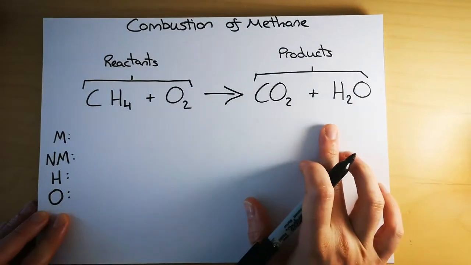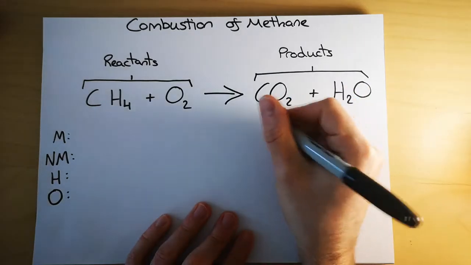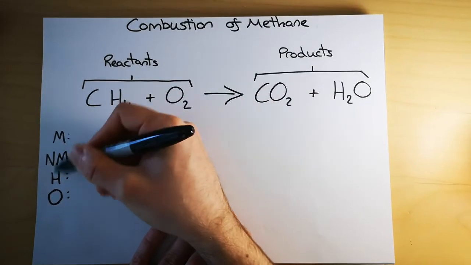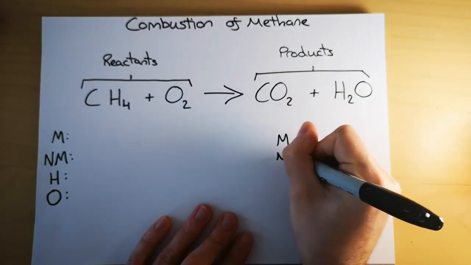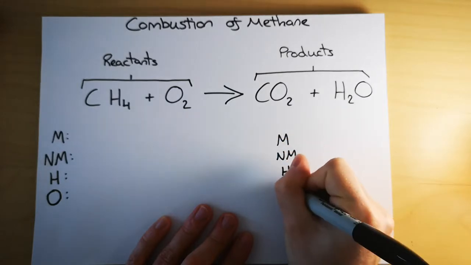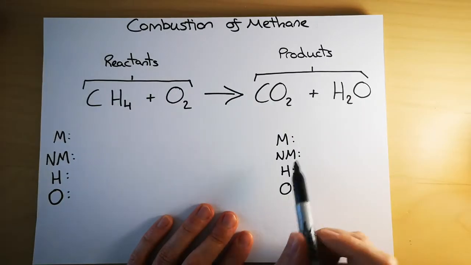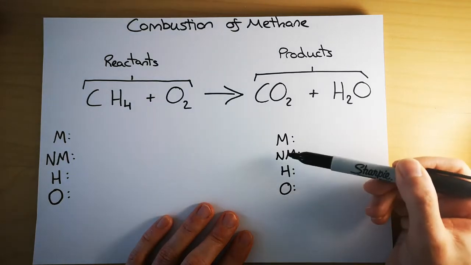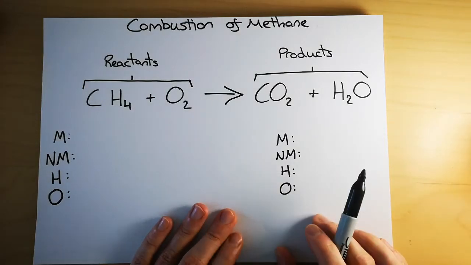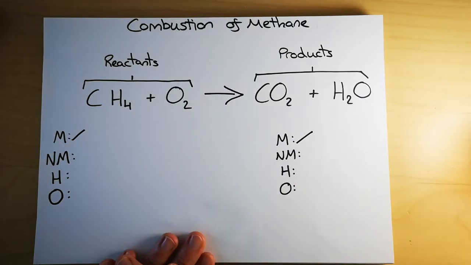Now, this one doesn't have any metals in it, so I don't need to worry about the metals. What I'm going to have is the same order on this side as well. So I'm going to have M, NM, H, and O. Now, if I had more than one non-metal, it doesn't really matter how I order it. All I would do is have those written out, and we will have examples of that later on. So, I don't have any metal elements in this equation whatsoever.